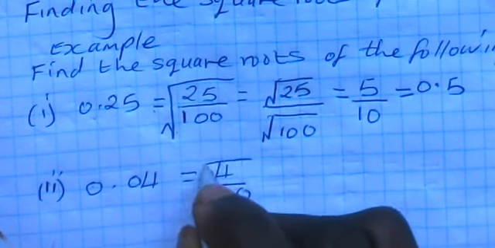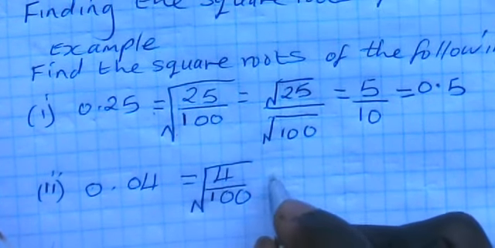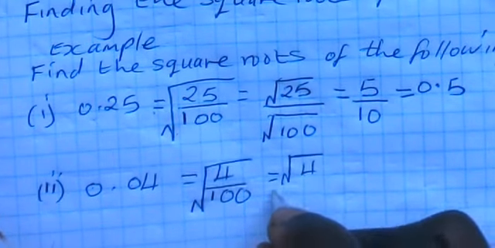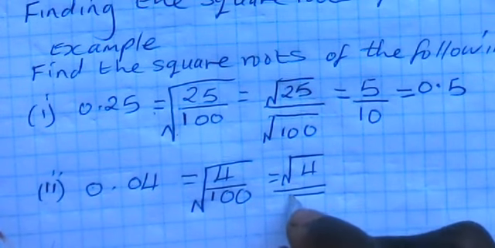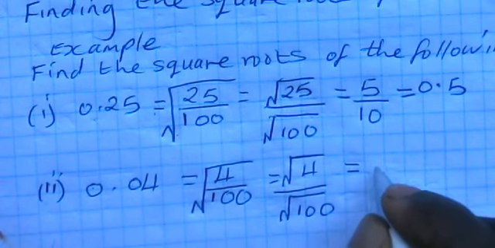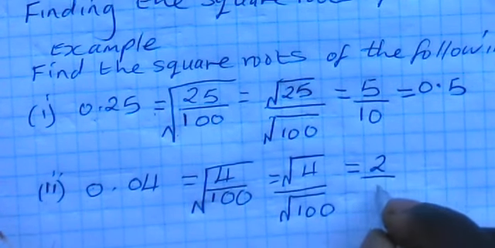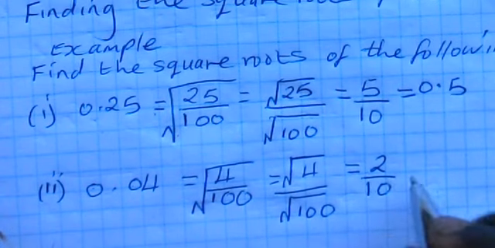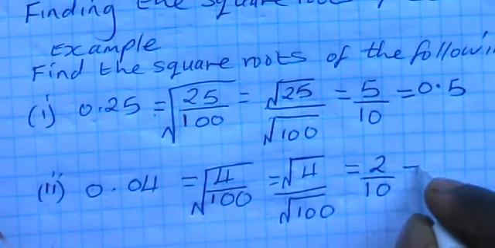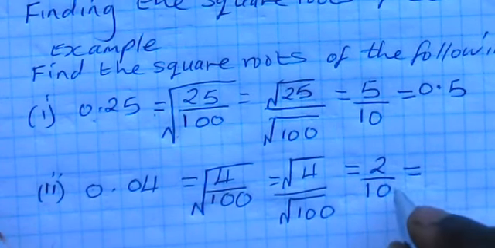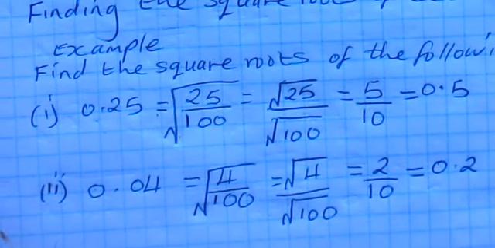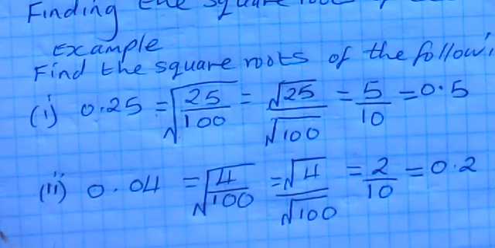Now I want us to find the square root of that number. You just separate them. You find the square root of the numerator 4. You divide by the square root of the denominator 100. Now what is the square root of 4? The square root of 4 is 2, and the square root of 100 is 10. You can simplify by 2 by 2, 10 by 2, which is 1/5, or you can write it in decimal. That is 2/10. You get 0.2, meaning the square root of 0.04 is 0.2 in decimal.